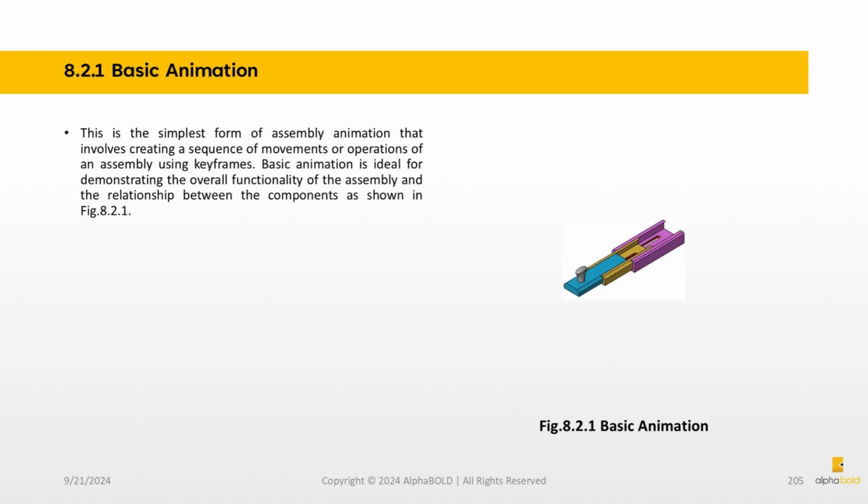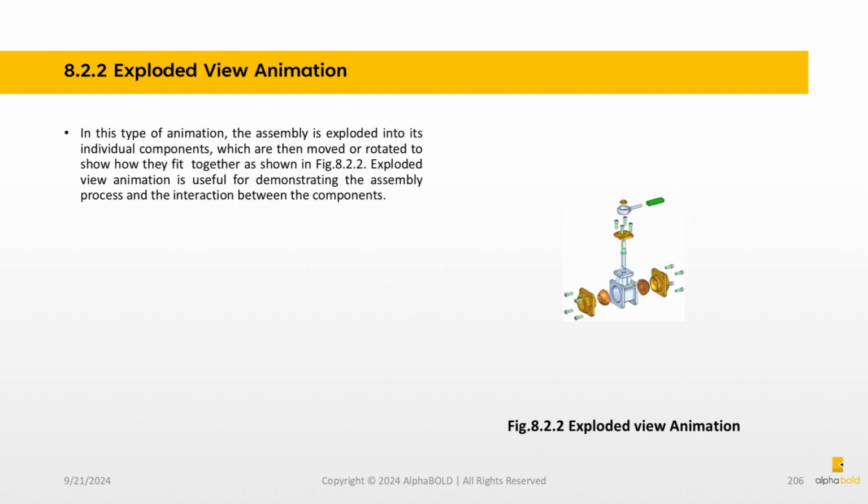The basic animation is the simplest form of assembly animation that involves creating a sequence of movements or operations of an assembly using keyframes. Basic animation is ideal for demonstrating the overall functionality of the assembly and the relationship between the components. Exploded view animation. The assembly is exploded into its individual components, which are then moved or rotated to show how they fit together. Exploded view animation is useful for demonstrating the assembly process and the interaction between the components.